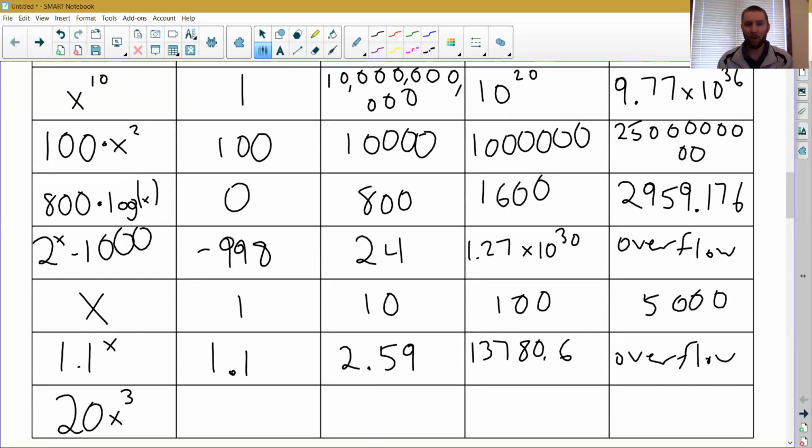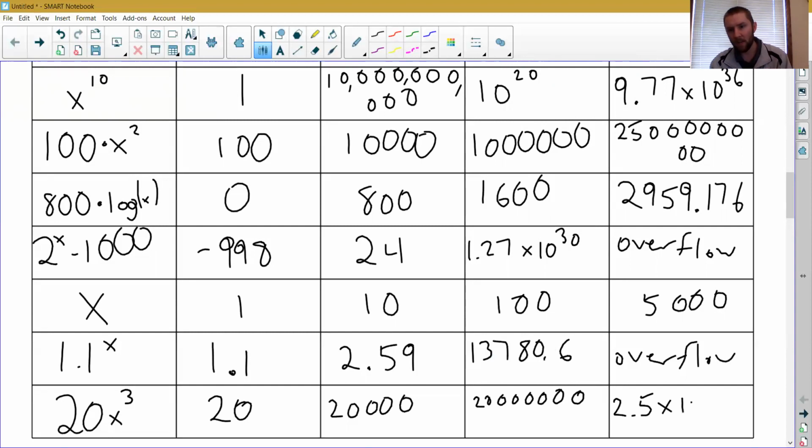And then my last function is 20 times x to the third power. If x is 1, then this is just going to be 20. When x is 10, if I do 10 to the third power and then multiply that by 20, I get 20,000. And then when it's 100, if I do 100 to the third power and multiply it by 20, I get a 2 with 7 zeros. And then if I do 5,000 to the third power and multiply that by 20, I get 2.5 times 10 to the 12th power.